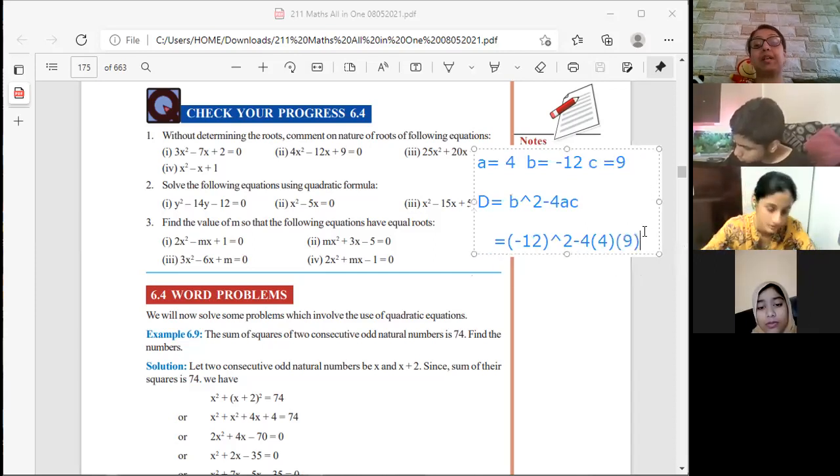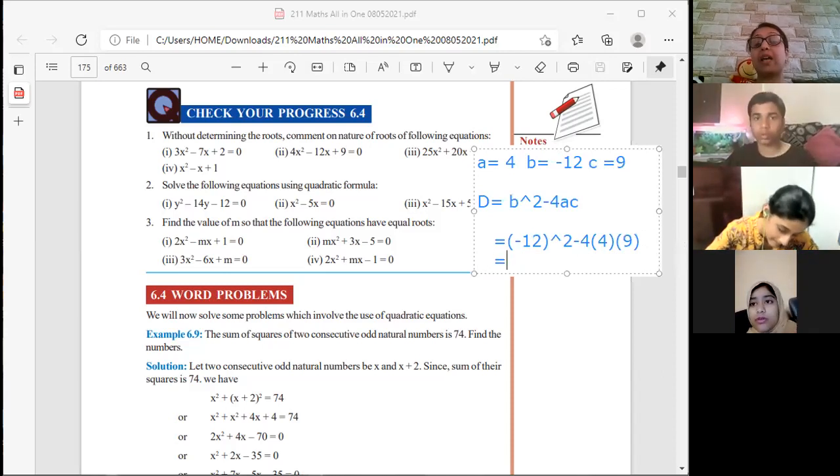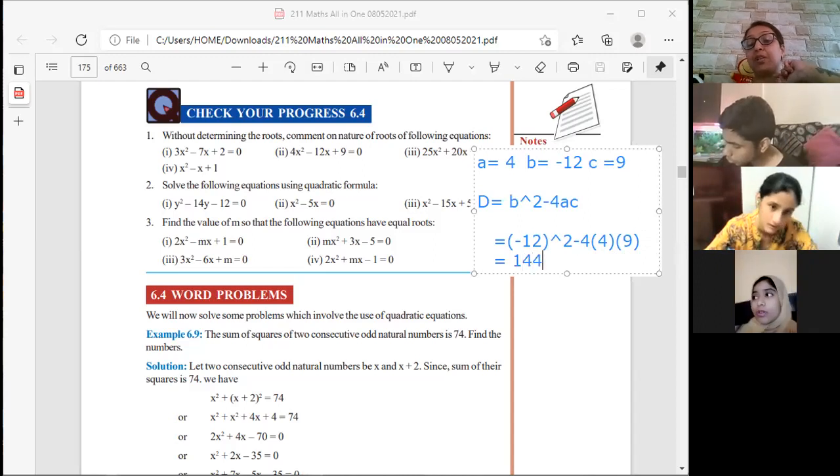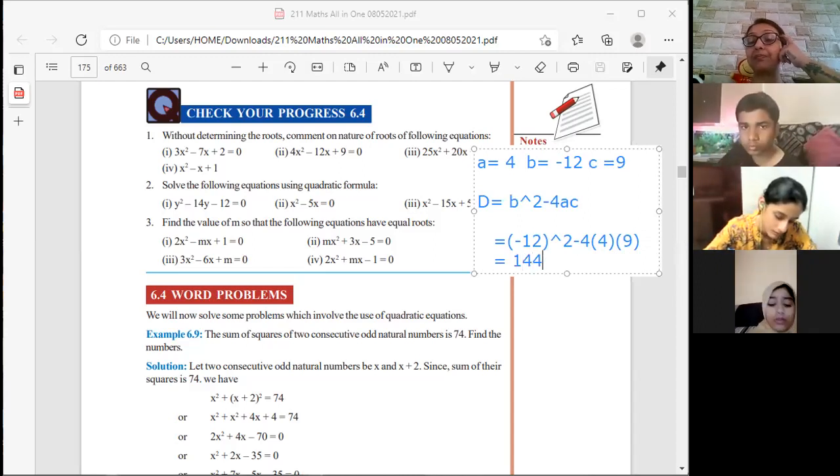Okay. Now, how do I solve it? Minus 12 the whole square. Square of 12 is 144. Minus will become positive. So, I have 144 here. Correct?